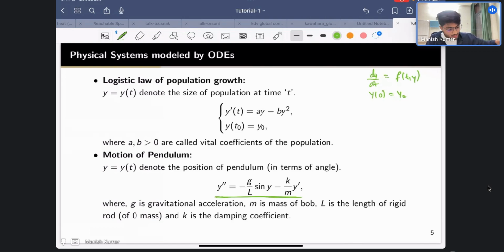Now we'll study the solution of this kind of initial value problem: when the solution exists, if it exists, whether it will be unique or not. Such questions will be addressed. We'll just be considering the first order derivative, not the higher one.